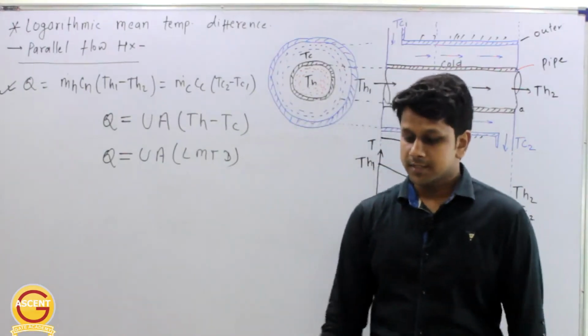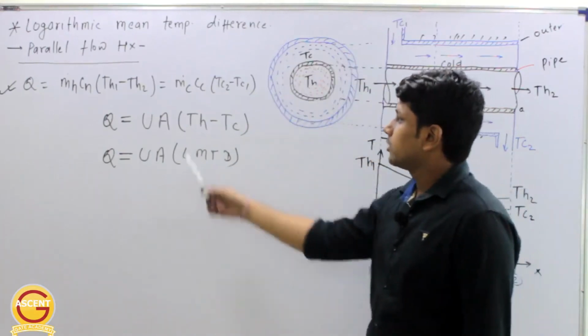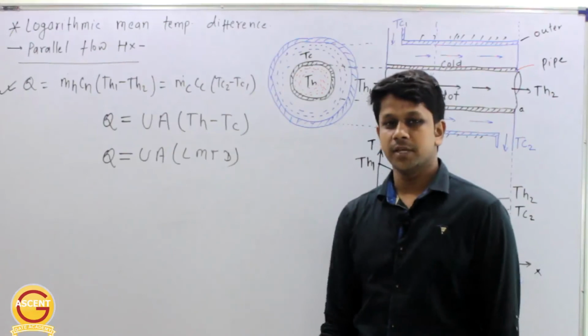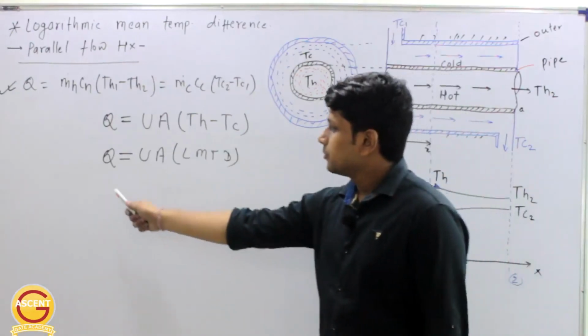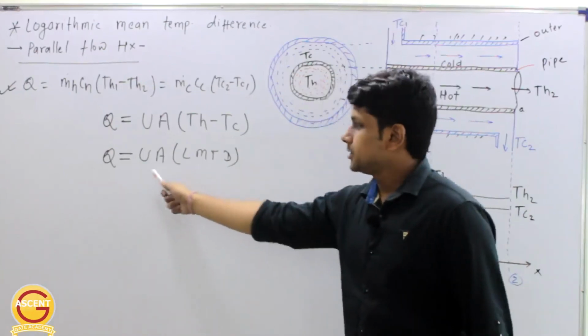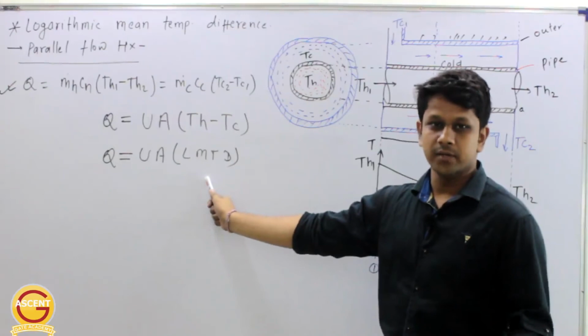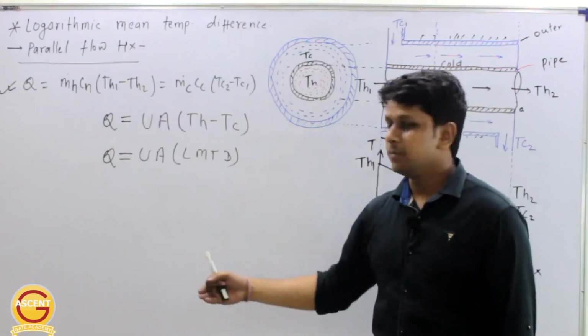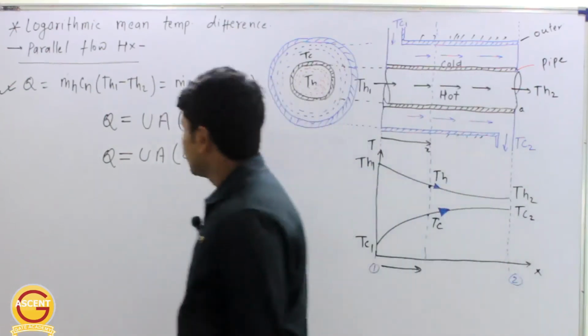Now what will be your steps of solving these heat exchanger problems? First of all, you will try to calculate the heat transfer from this equation by using the concepts of thermodynamics. Once you know the heat transfer, put it in this equation. This U will be given to you. Logarithmic mean temperature difference you have to calculate. I will give you the formula, and then you will be able to find this area of heat exchanger, right?